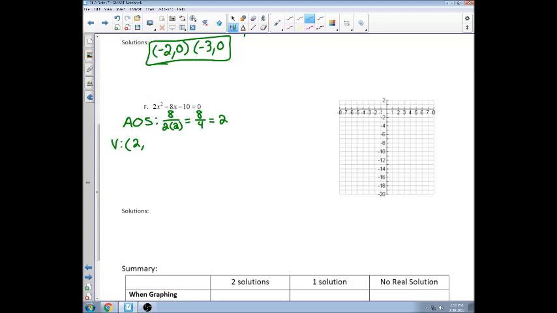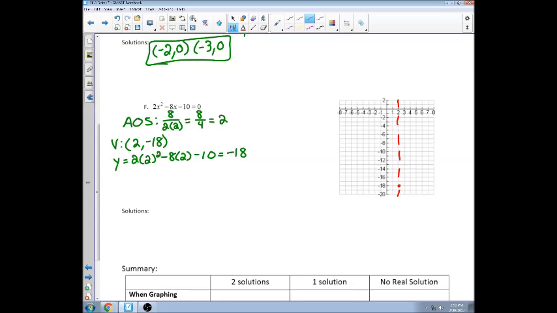Now I need to take my 2, plug it back in the original equation. So it would be y equals 2 times 2 squared minus 8 times 2 minus 10. If I type all that through straight in my calculator, I end up with negative 18. So my vertex is at positive 2, start at 0, 0, right 2, down 18. My axis of symmetry is the vertical line at that location.